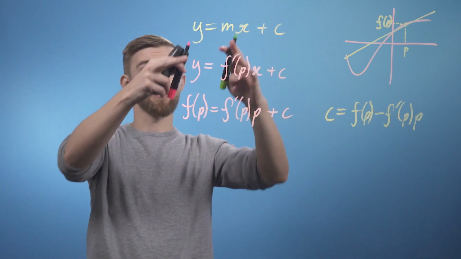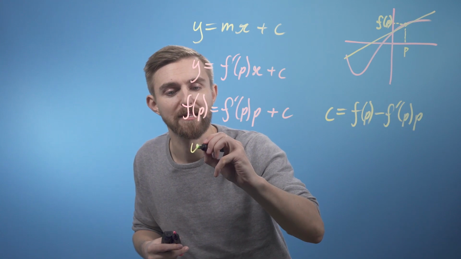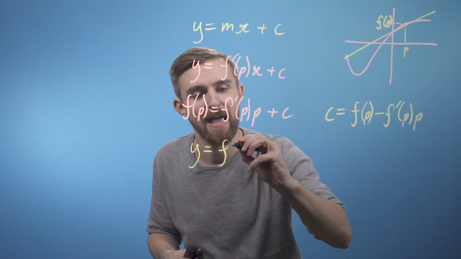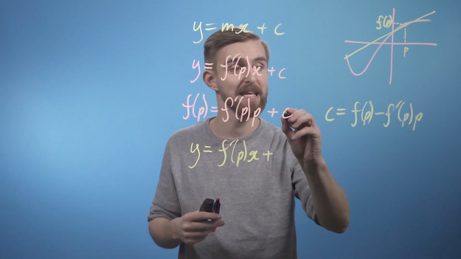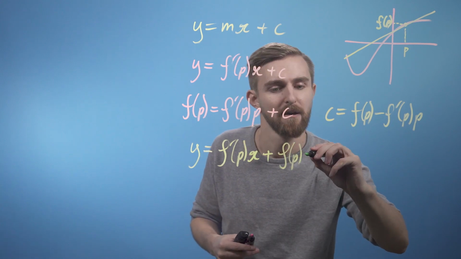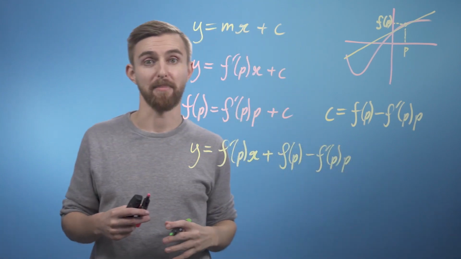Subbing the c back into our general equation, we can now bring it round and say, well, this line has the equation y equals m, which is just f dash of p, times x plus c, which is just f of p minus f dash of p multiplied by p.